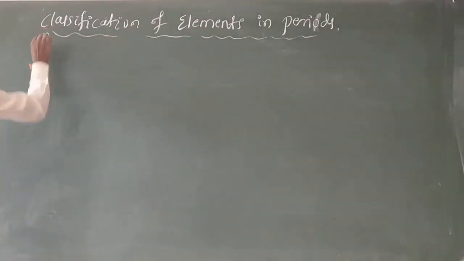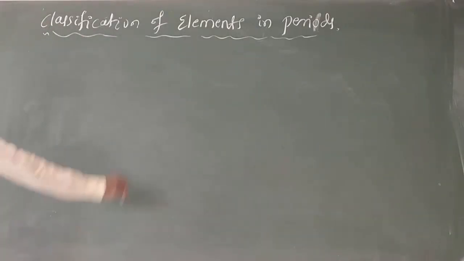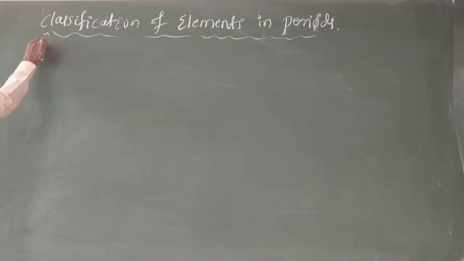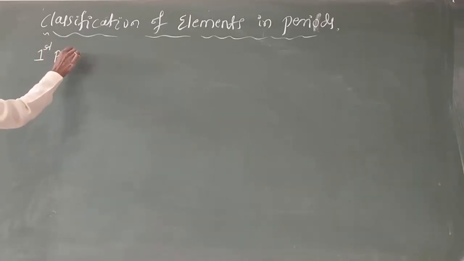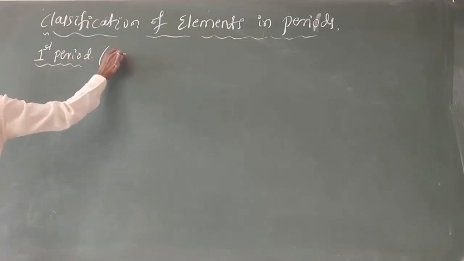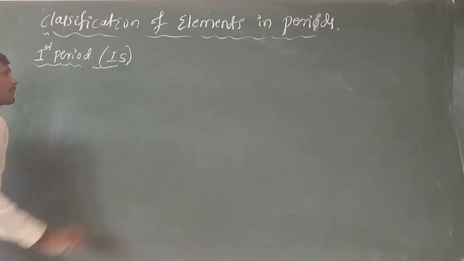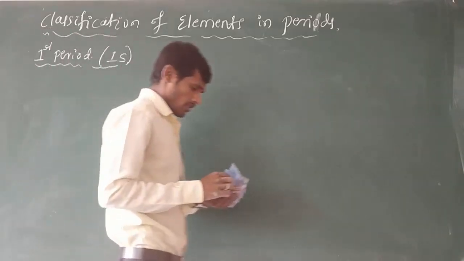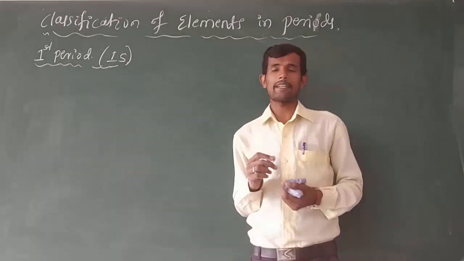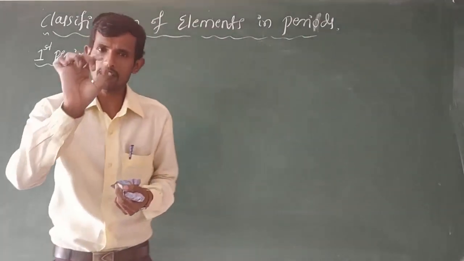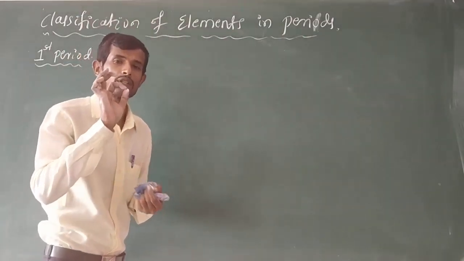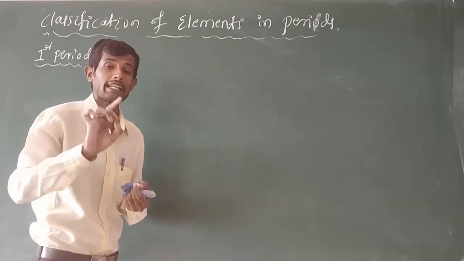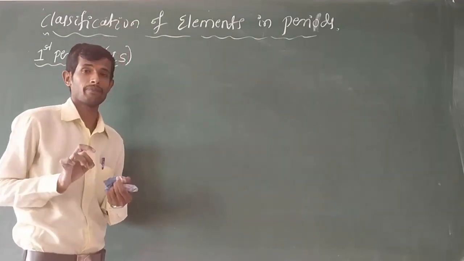Students, there are 7 horizontal rows, also called periods. In the first period, it contains the 1s orbital. Students, when you observe the modern periodic table, the first period contains only 2 elements. What are those? Hydrogen and helium.